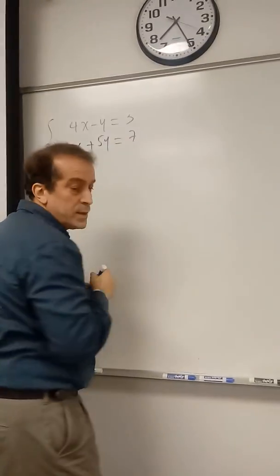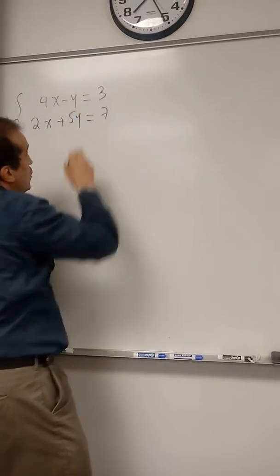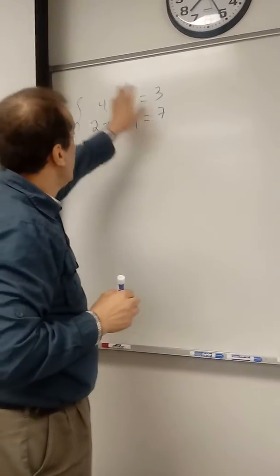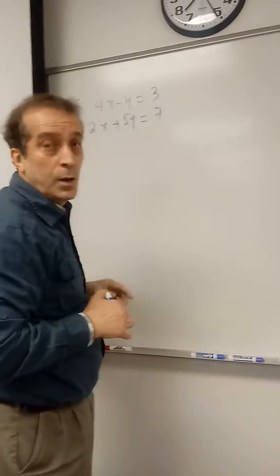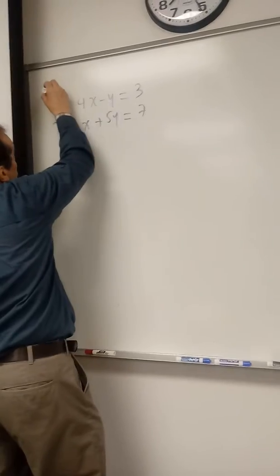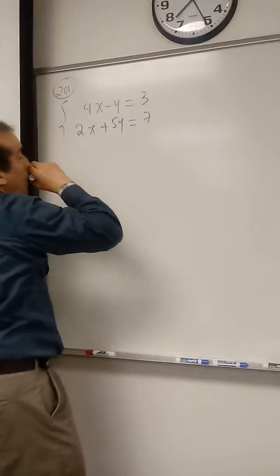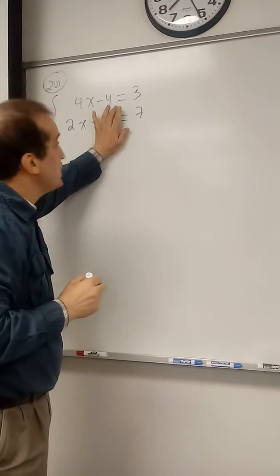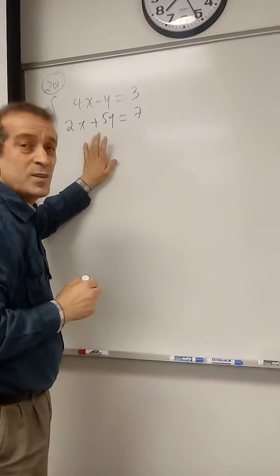We're going to practice on some systems of equations. We covered the method of addition and the method of substitution, so let's practice on these. The first system that we're going to solve, I'll call it 201. You have 4x minus y in the first equation, then you have 2x plus 5y in the second equation.